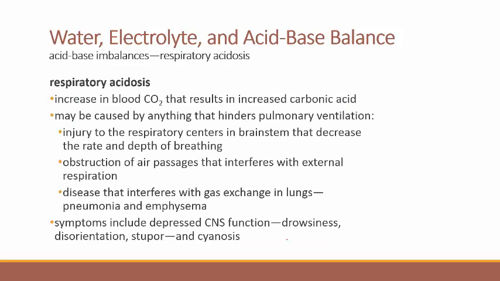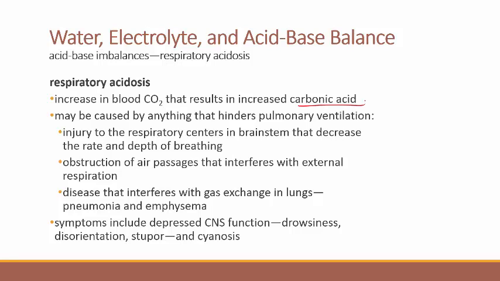So, if we go into respiratory acidosis, this occurs as we see an increase in blood CO2 that results in increased carbonic acid produced in the blood, which then breaks apart with the hydrogen ion running around, causing all sorts of havoc. And this can be caused by anything that gets in the way of being able to ventilate the lungs, pulmonary ventilation. So it may be that we've damaged the respiratory centers in the brainstem, and we see a decrease in breathing, and so that decrease in breathing results in the increase in CO2 in the blood. Or if the air passages get obstructed in some way that interferes with external respiration.